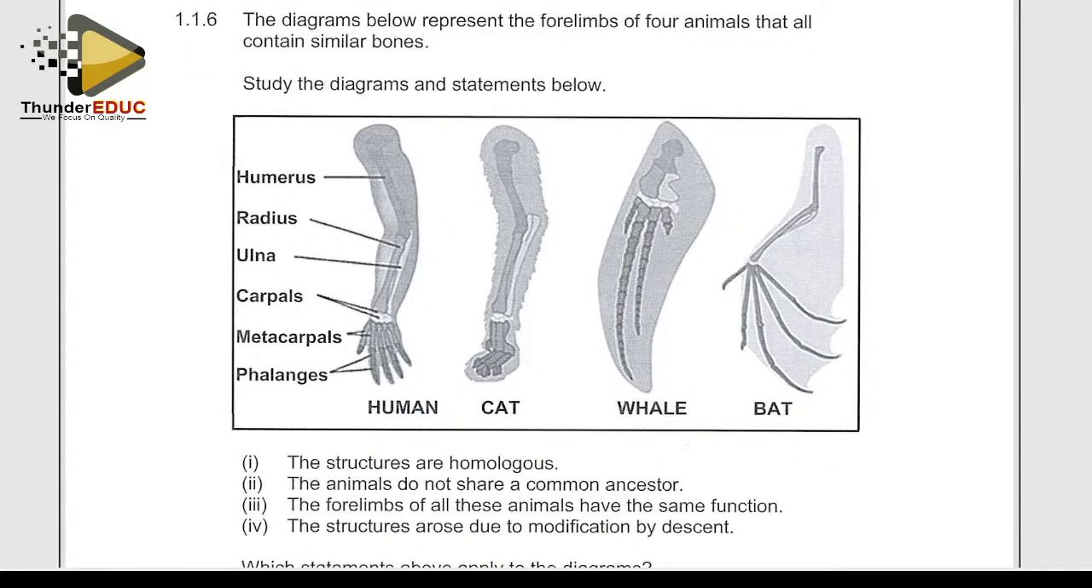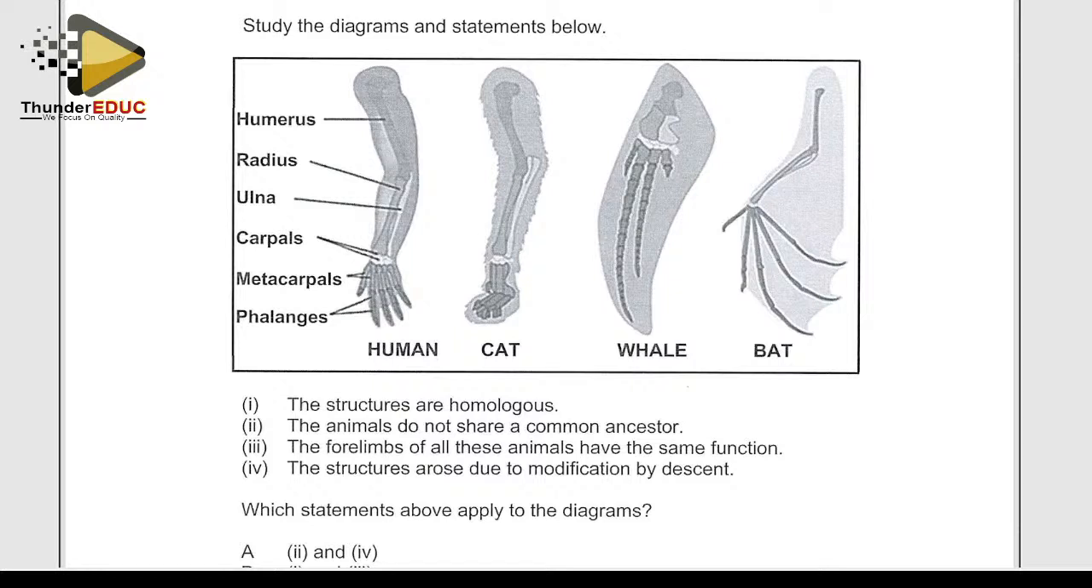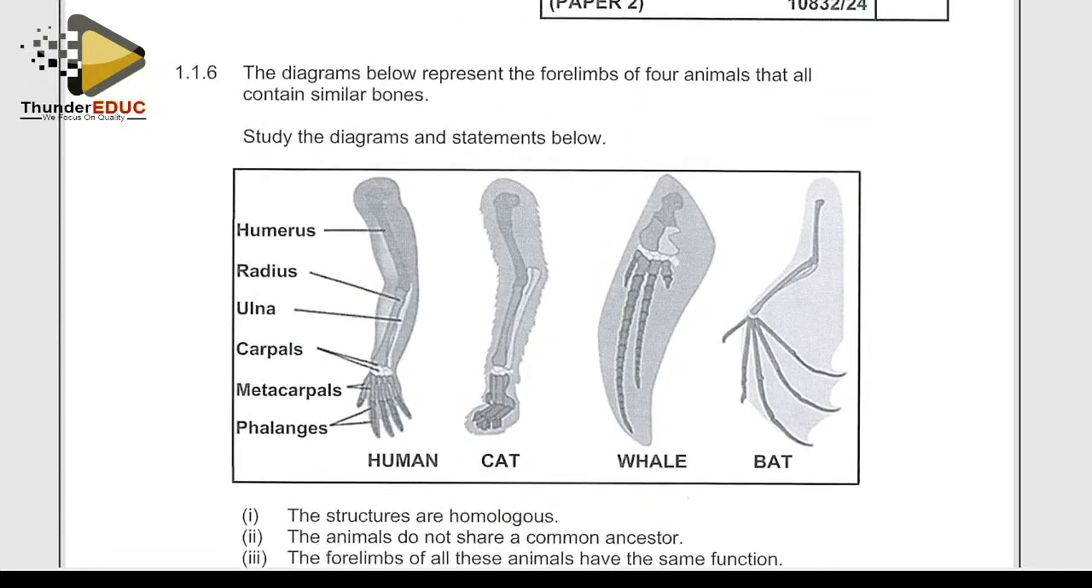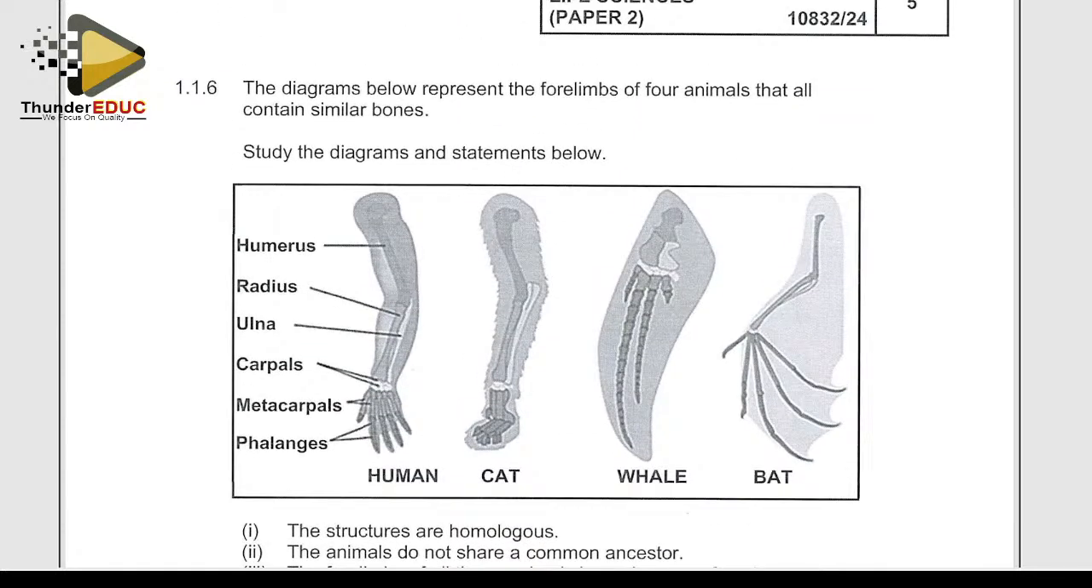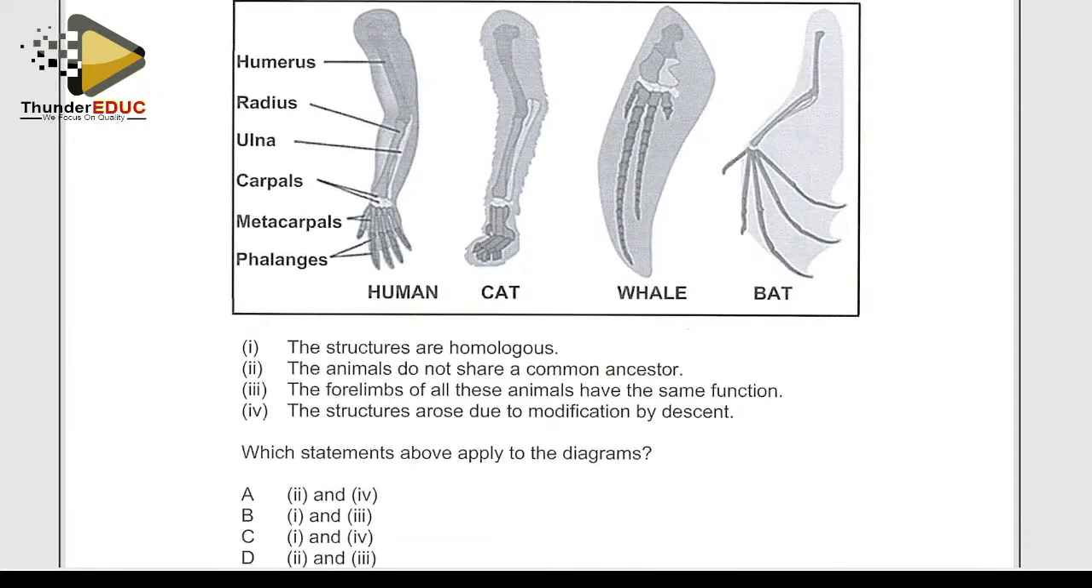1.6, this is a structure which shows that there is a divergent evolution, and these structures are called homologous structures. Those people who are using the distinction material book, I think you are very well conversant with this. Study the diagram and the answer and state the structure below. All right, the structures are homologous. Yes, this is correct.